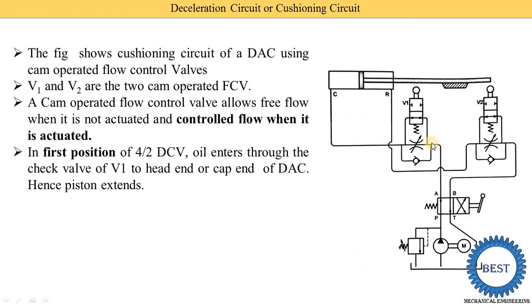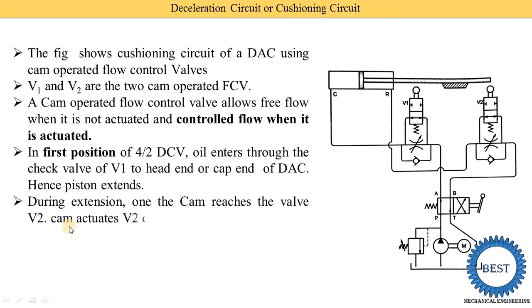Now at that point it has two options. But this flow control valve is closed because this cam operated FCV is not pressed. That means the flow coming from the A port enters this check valve, and from this check valve it is supplied to the head end or cap end of the double acting cylinder. Here we mention head end or cap end, but generally we use the word cap end. This oil applies force on the piston, and the piston starts to move left to right. It is called the extension stroke. So here it is written, hence the piston extends.